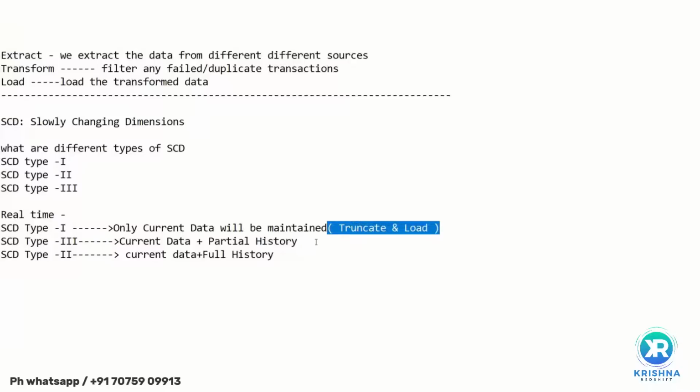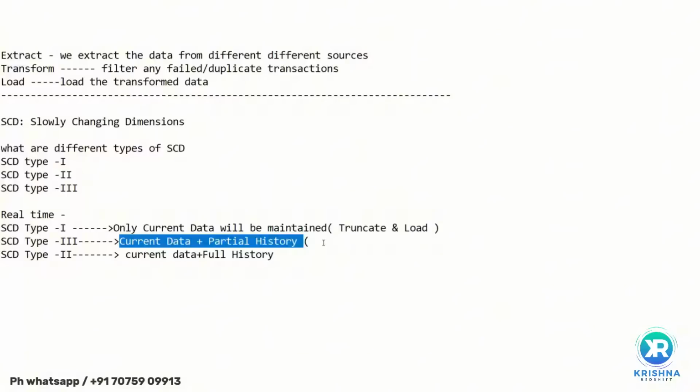So SCD type 3, current data plus partial history. Current data means the same. But here you don't do truncate. Truncate means it will delete all the data, right? So in SCD type 3, they don't do truncate and load, but they will insert everyday data. Insert means load. Load everyday data into the table, because every day it should load the recent data, right? Load everyday latest data plus delete old data.